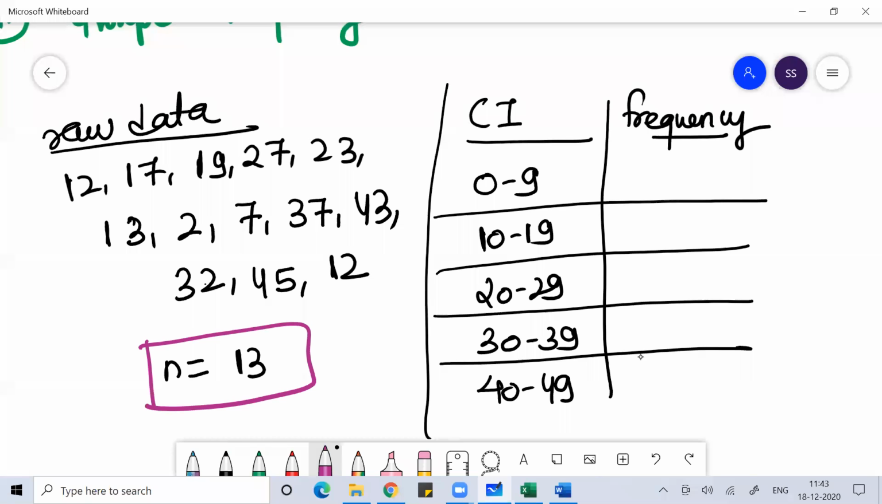So you have total 13 data. So how many times data repeat? How many numbers are between 0 to 9? One. There's one number, then two numbers. So two numbers are there between 0 to 9.